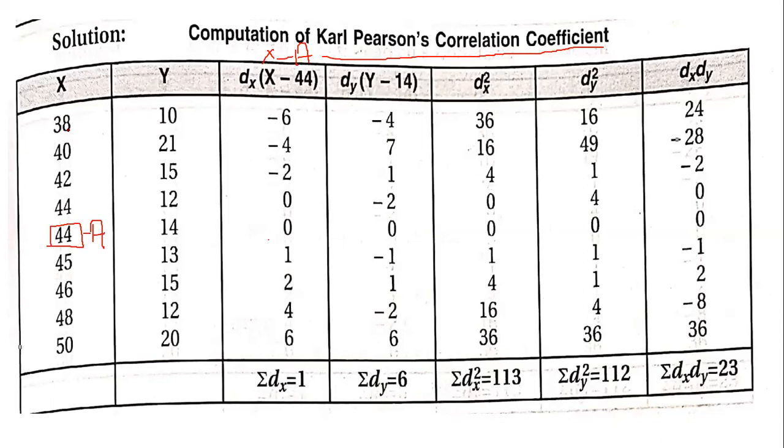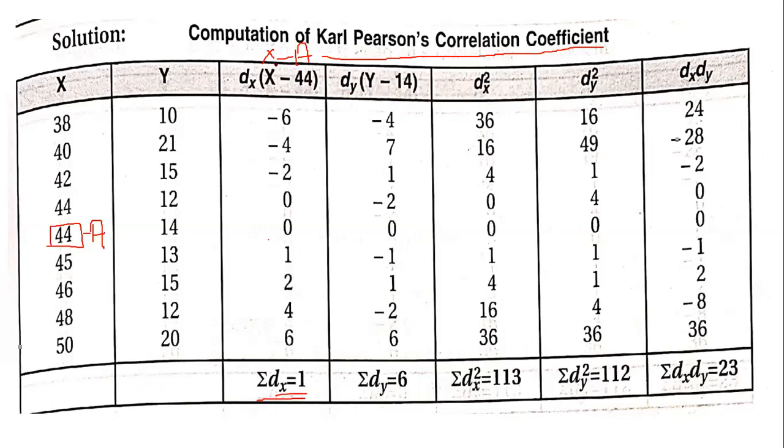Now let's do the deviation part: 38 minus 44 is minus 6, 40 minus 44 is minus 4, 42 minus 44 is minus 2, and so on. You calculate all the values of dx, that is x minus assumed mean, and add them up. Once you add them up, you get summation dx equal to 1.